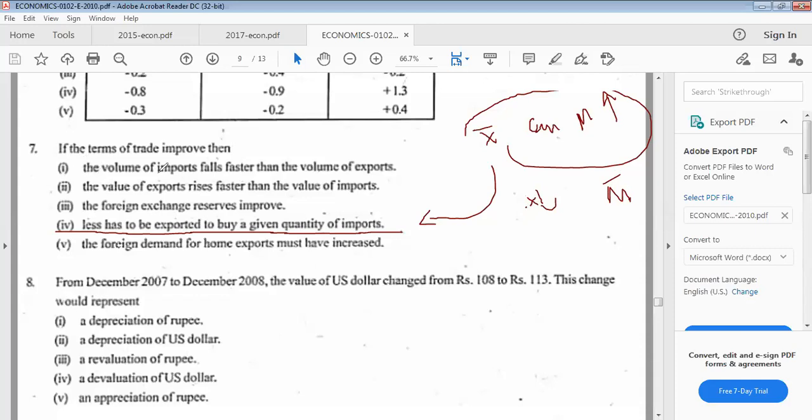See the first one, volume of imports falls faster than volume of exports. Now see, the fourth one we are selecting, the terms of trade is the purchasing power of unit of export. So you can see, just remember the equation and then also the fourth answer is coming. Did you understand this one? Did you understand that fourth answer is coming?